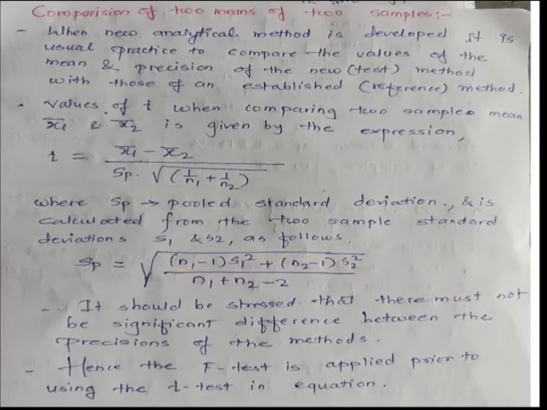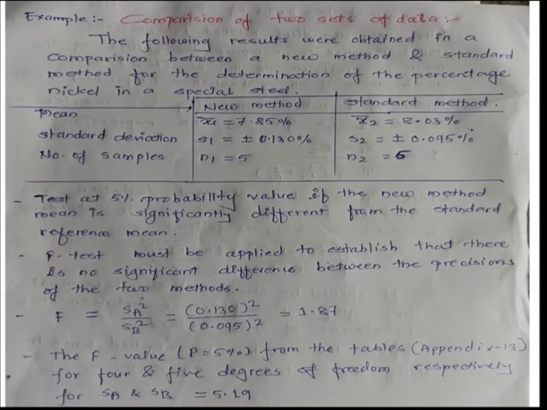The F test must be applied to establish that there is no significant difference between the precisions of the two methods. Here F is equal to S1 square divided by S2 square. Obviously the value of S1 is greater, that's why it will be written at the numerator. Therefore 0.130 square divided by 0.095 square. After calculating these terms, the F value is obtained as 1.87.